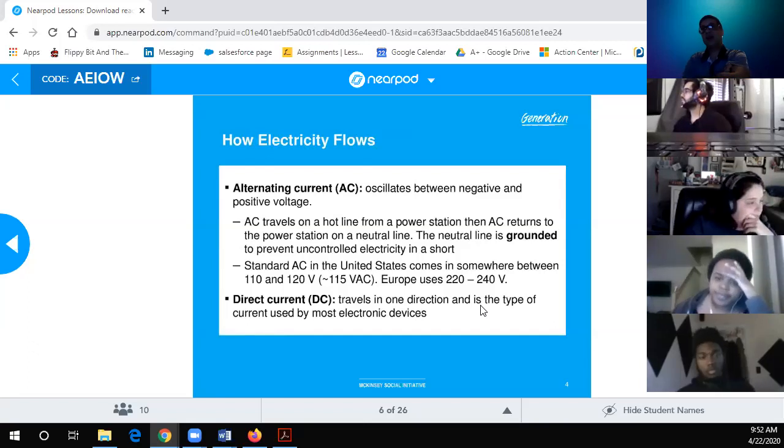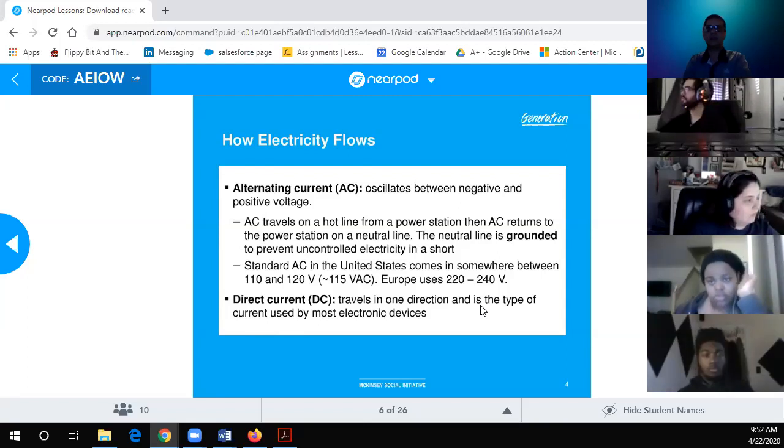So AC, that's the alternating current. It oscillates between negative and positive voltage. AC travels on a hot line from the power station itself. Then AC returns to the power station on a neutral line. The neutral line is grounded to prevent uncontrolled electricity in a short. The standard AC here, as we all know, is 110, while in Europe it is 220.